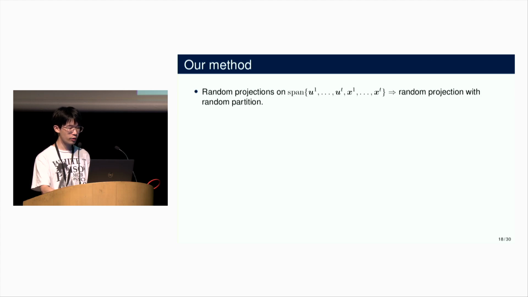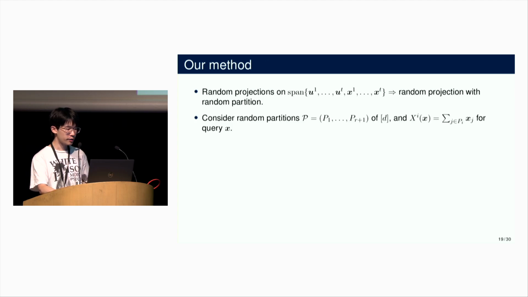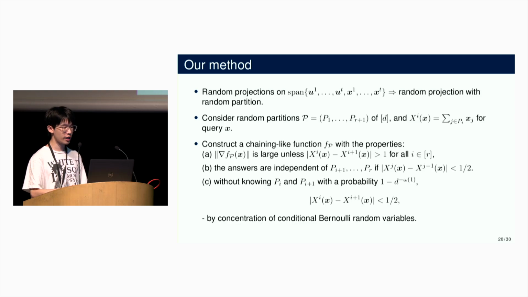And in our method, we use random projection to some random partition of the coordinates. Specifically, we consider a random partition constructed like this, and a quantity xi like this, and we construct the training function satisfying these three properties. And by a concentration bound for conditional Bernoulli random variables, we can show that in each round you can only find one part of this random partition, and then a similar argument applies.